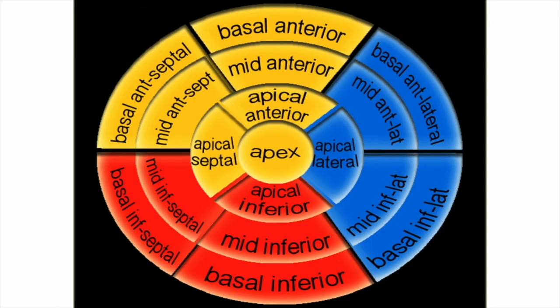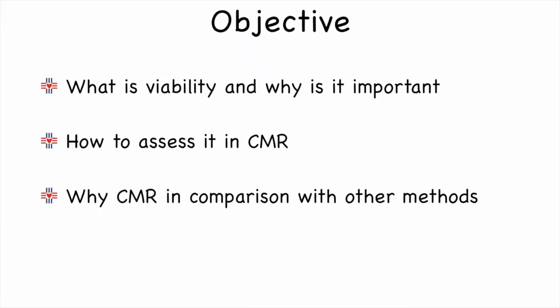It is important to describe each segment and its viability. So it's important that everyone is aware of the 17-segment model, and when we report our findings, we report it based on the 17-segment model. So we've looked at viability. Why is it important? We've also looked at how to assess it in cardiac MR.